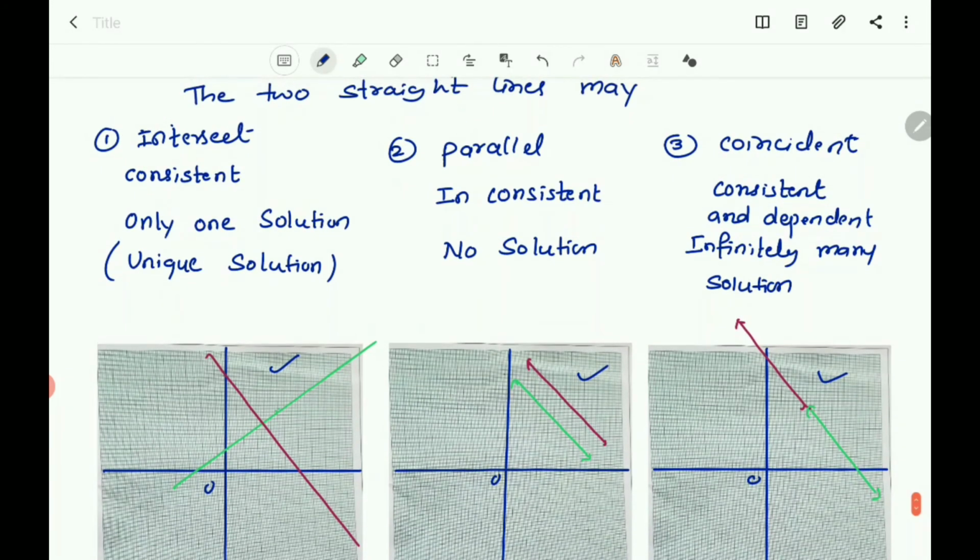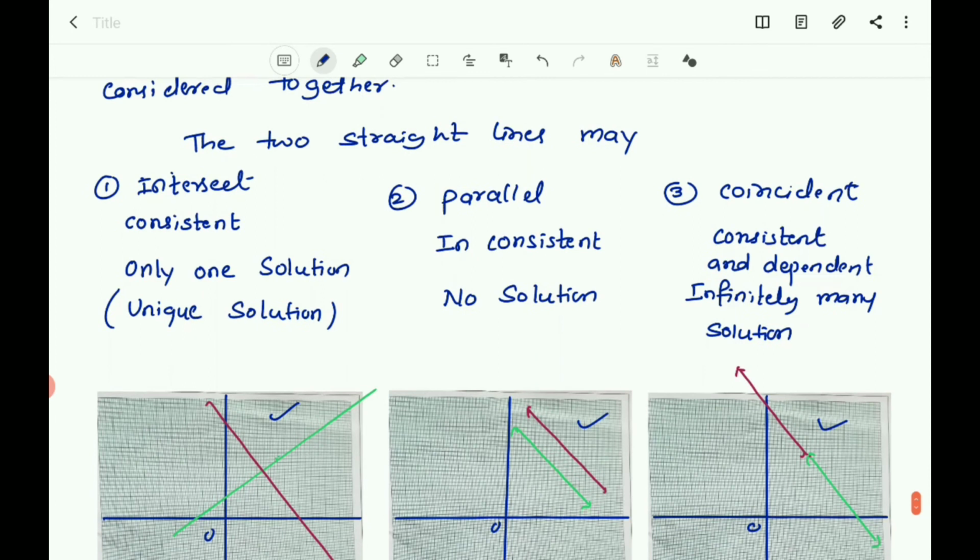If the two straight lines we got are intersecting, it means the two straight lines are consistent lines. They are consistent, meaning they have only one solution. As they intersect at only one point, we will get only one solution, which is nothing but a unique solution. The straight lines are unique and consistent here.